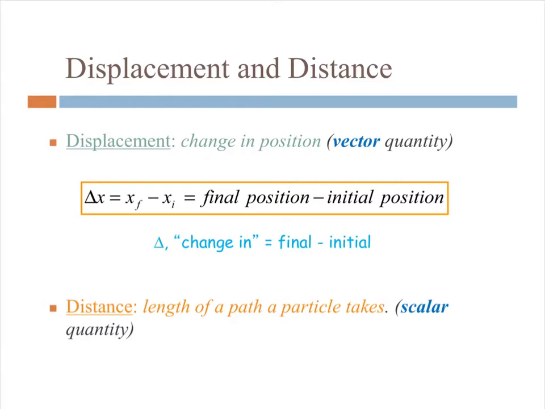Distance is the length of a path a particle takes, meaning the distance traveled. This one is a scalar, so it will always be positive.